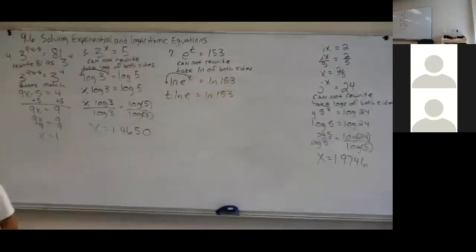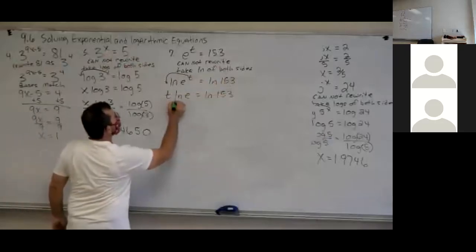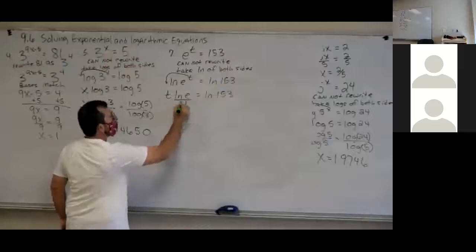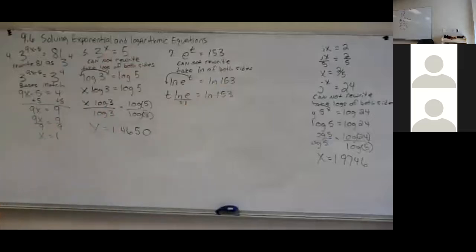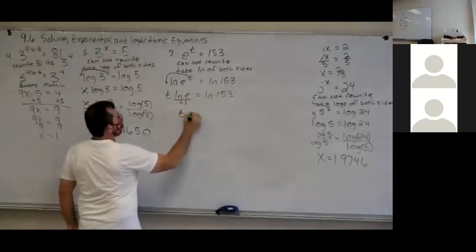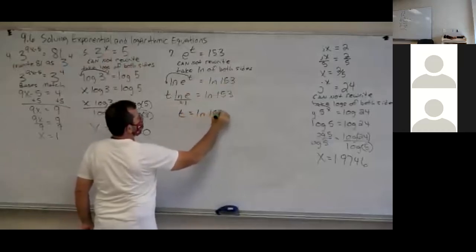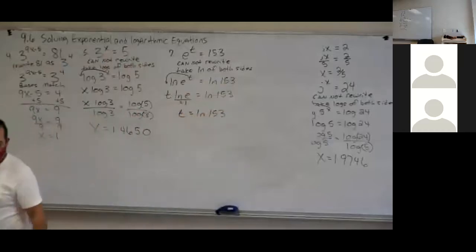So one of y'all ask your calculators, what's the ln of e? Because remember, ln is really a log base e. So this part right here, ln of e equals 1. So basically, that just gives me t equals the ln of 153. So if you take the ln of the e, basically you end up with whatever that exponent was, okay?